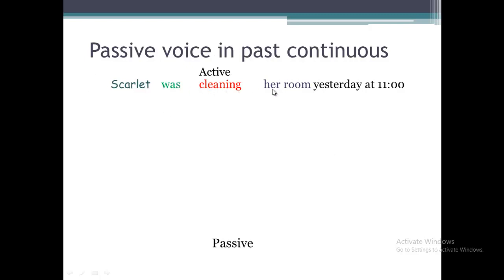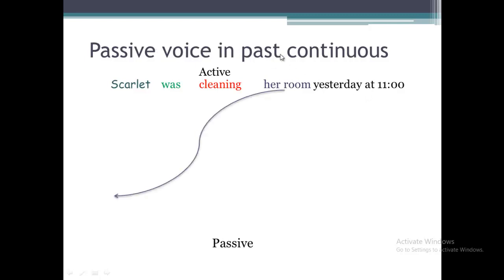Scarlett was cleaning her room yesterday at 11. Okay, let's analyze this sentence. Scarlett is the subject, was is the verb to be in the past with singular subjects, cleaning is the verb with ing, her room is the object, and finally yesterday at 11 is the time indicator that shows that this action was happening at a stated past time. Here we go.